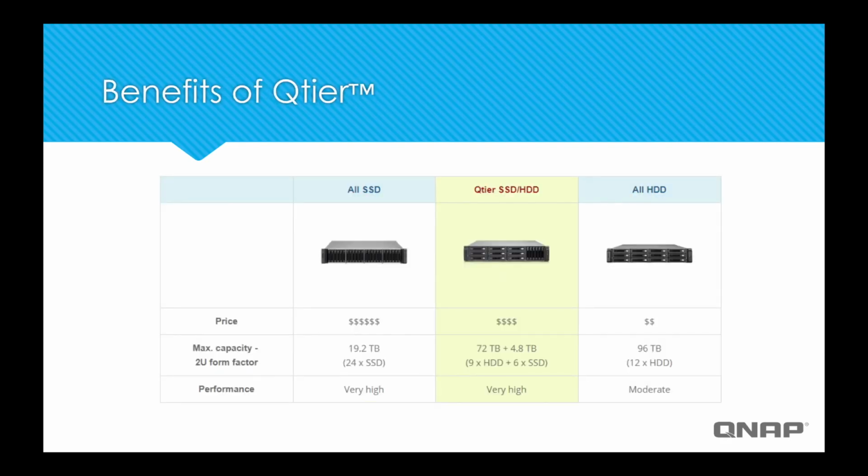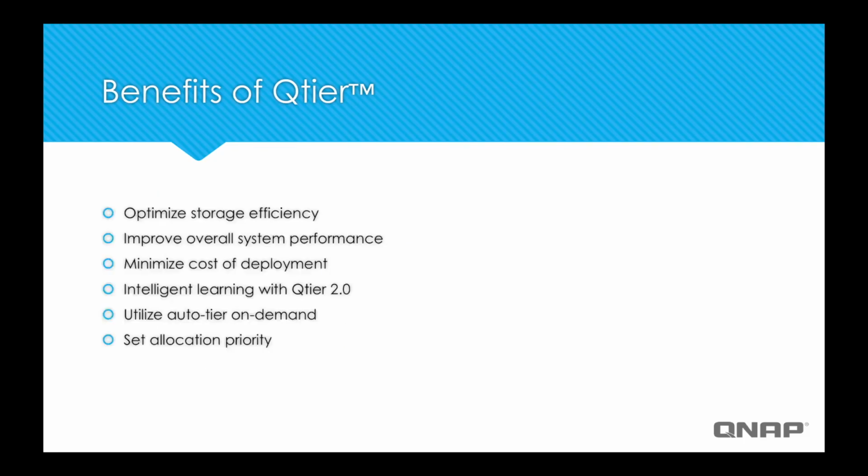Filling your NAS completely with SSDs will give you great performance, but it will be very costly and greatly limit your storage capacity. Another option is to fill your NAS completely with HDDs, giving you the cheapest solution with the most storage, but leaving you with the least performance. Qtier gives you the most efficient storage, giving you performance, capacity, and cost-effectiveness. Qtier optimizes storage efficiency, improves overall system performance, and helps you stay within your budget.